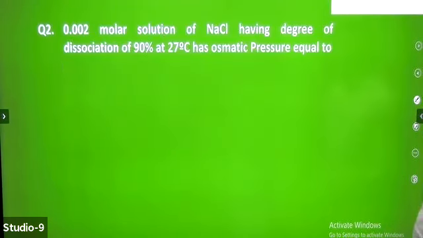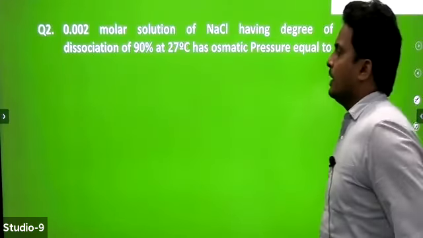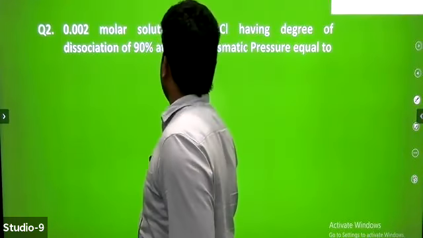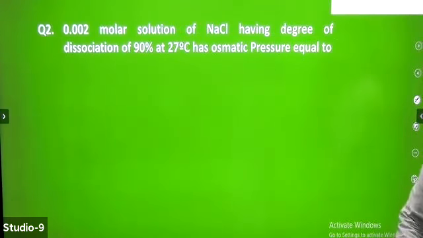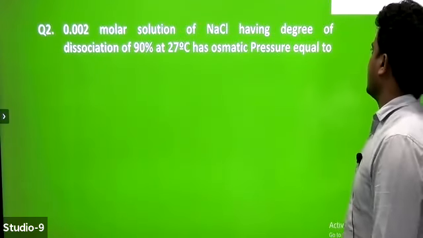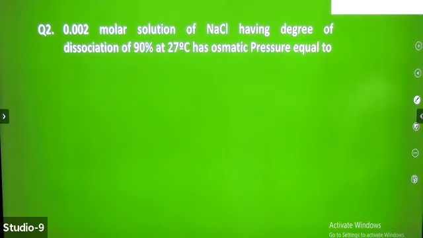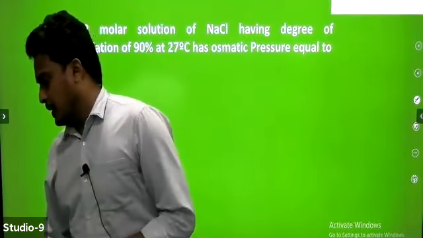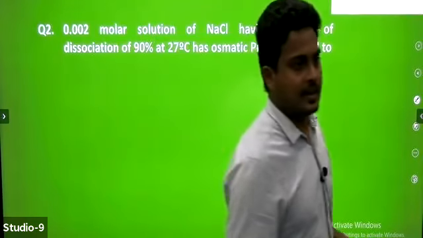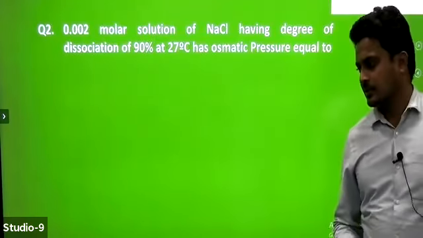Next one. Calculate the osmotic pressure when a 0.02 molar solution of NaCl, having a degree of dissociation of 90% at 27 degrees centigrade. First write the question.